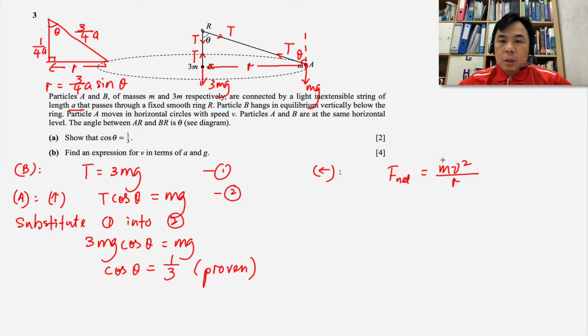So from here, we can apply Newton's second law. The force acting towards the center is provided by T sine theta, and that would produce the centripetal force, which is the mass of A, m, times the speed v squared, over the radius r.